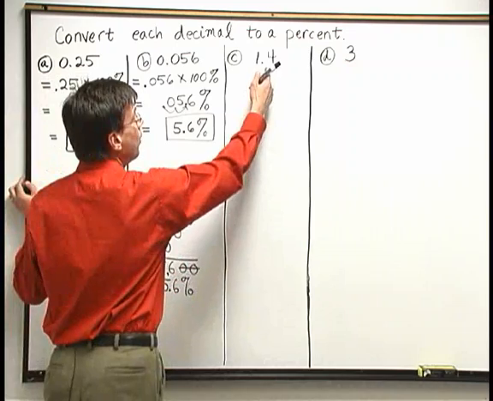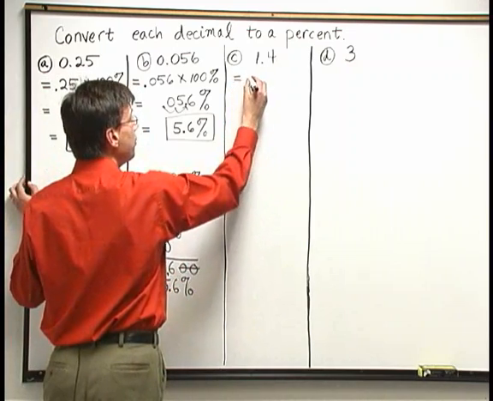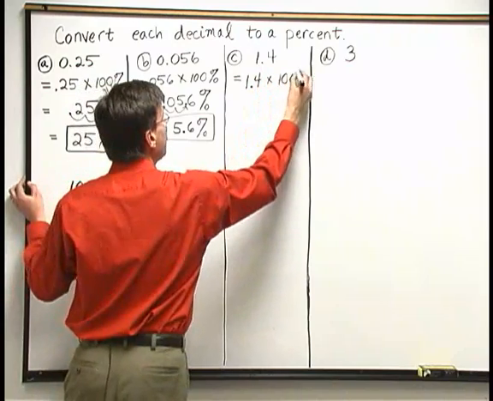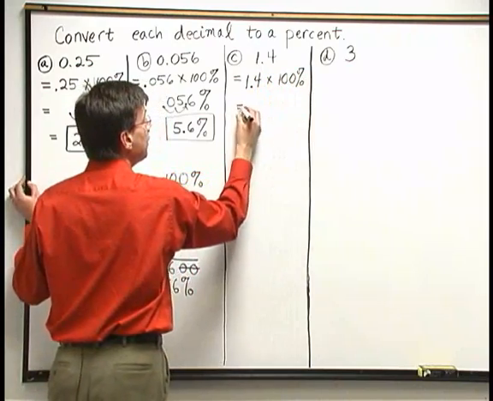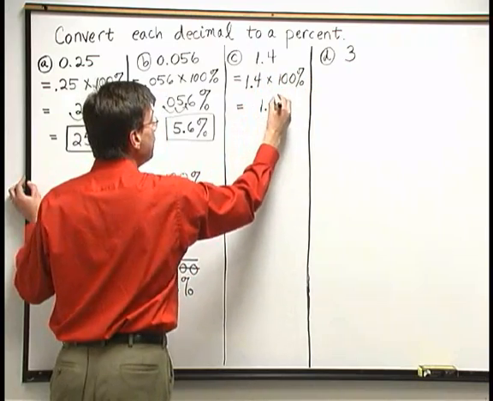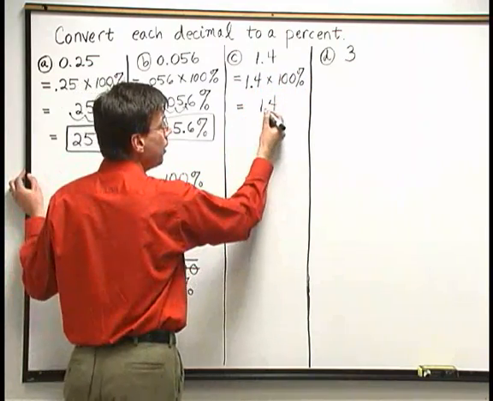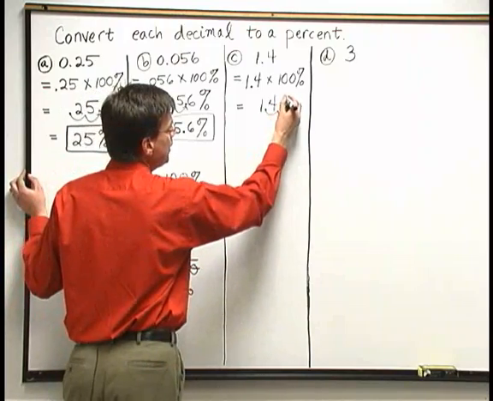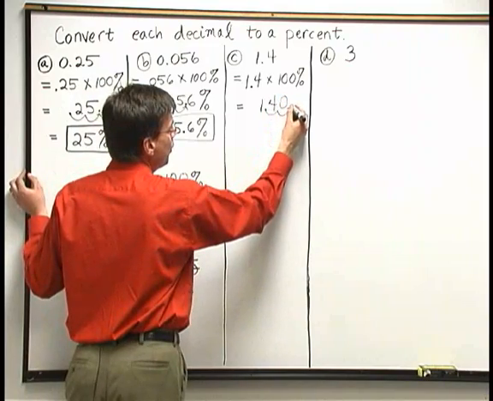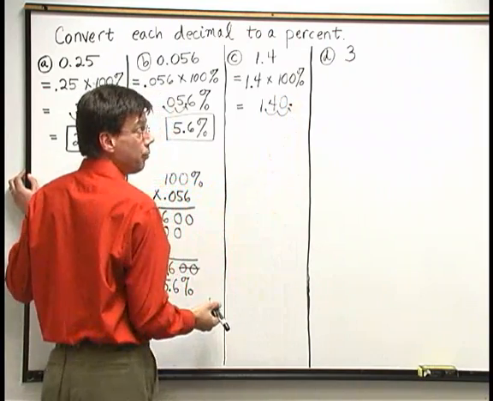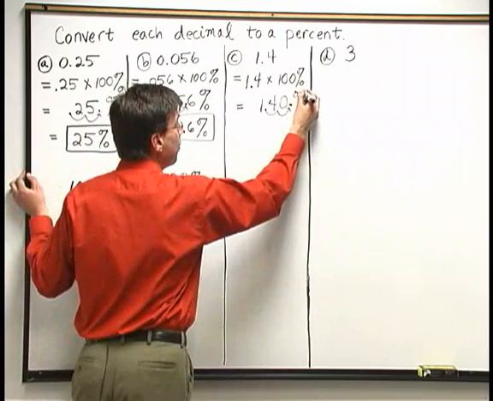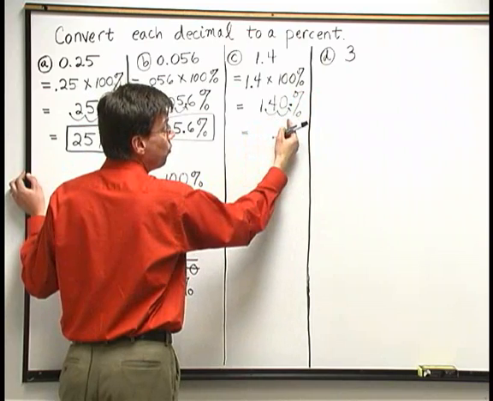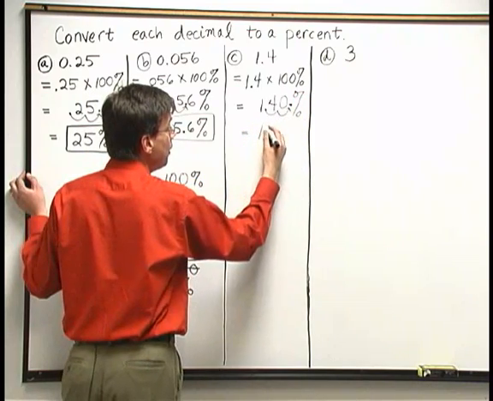Let's do another, 1.4. To convert to percent form, I'll take 1.4 times 100%. If I use the shortcut method here, starting with 1.4, moving that decimal point 2 places to the right, that means I need to write a 0 to the right of the 4, and my decimal point ends up to the right of that 0. I now have a percent, so I write my percent sign. Now, this is a whole number percent. I have 140%.